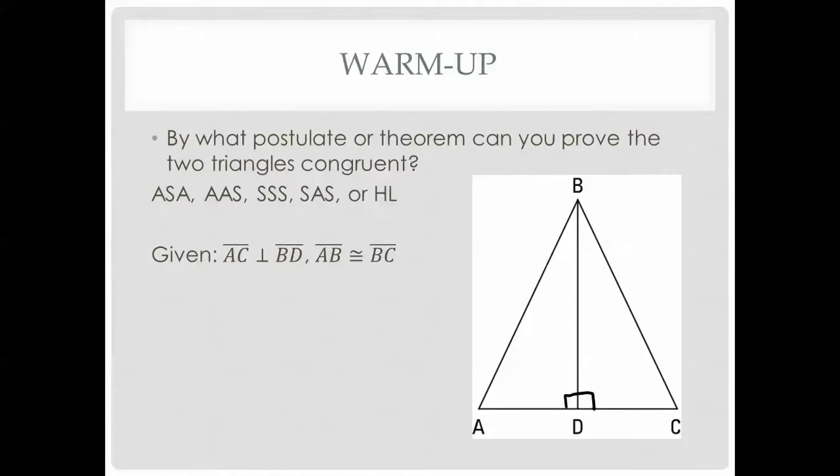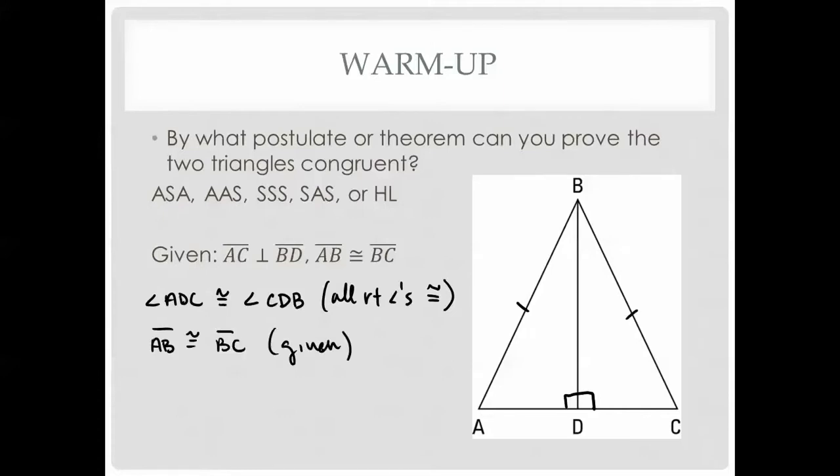The first marking is that segment AC is perpendicular to segment BD. So I know that angles ADB and CDB are right angles. I know that all right angles are congruent, so those two angles that I just marked are congruent. The next thing I can mark is the given, segment AB is congruent to segment BC. And then the next thing I can mark is that BD is congruent to itself. That's the reflexive property of congruence.